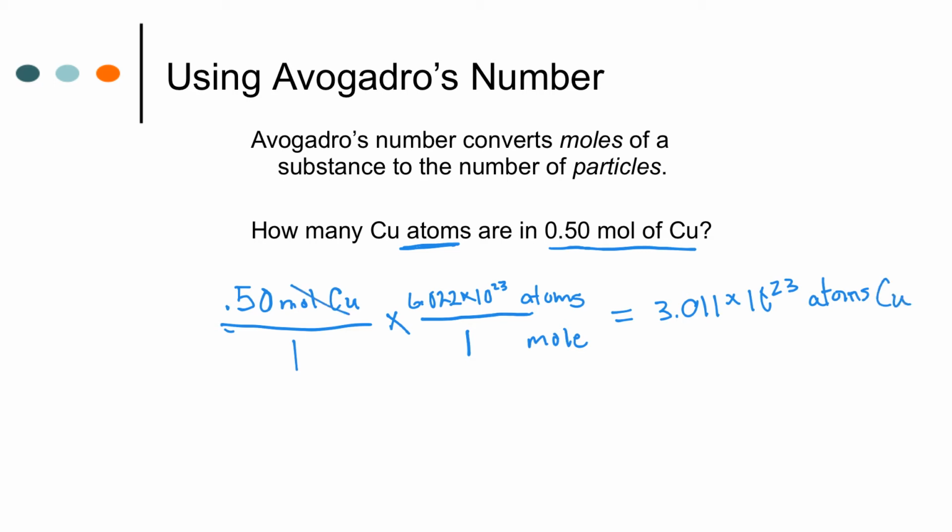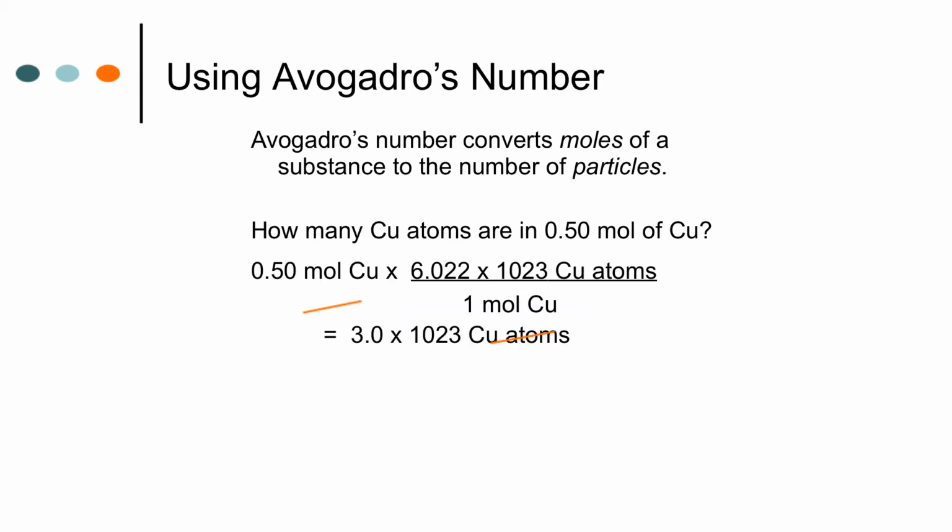And so moles of copper, moles cancel, and we really should have put copper down here, and atoms of copper up here. So these cancel, and we are left with what we're looking for, right? Atoms of copper. That's what we're looking for. And here you can see that moles of copper are canceled, and we have 3.0 times 10 to the 23rd.